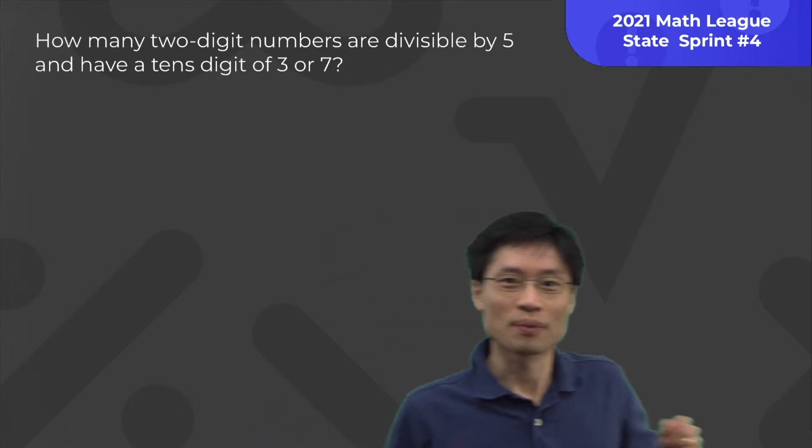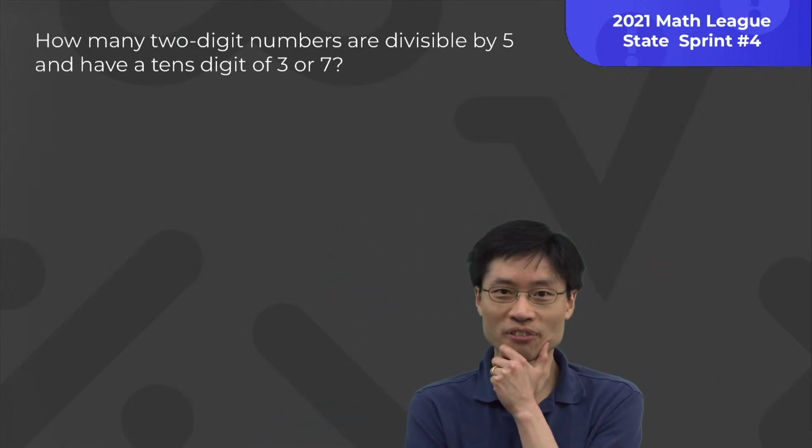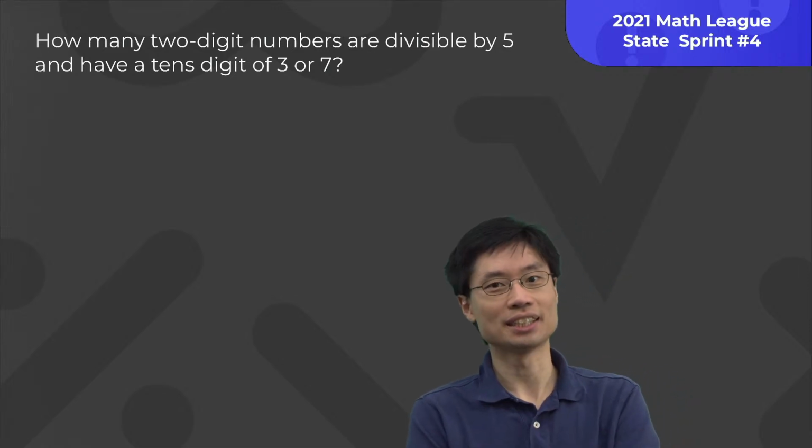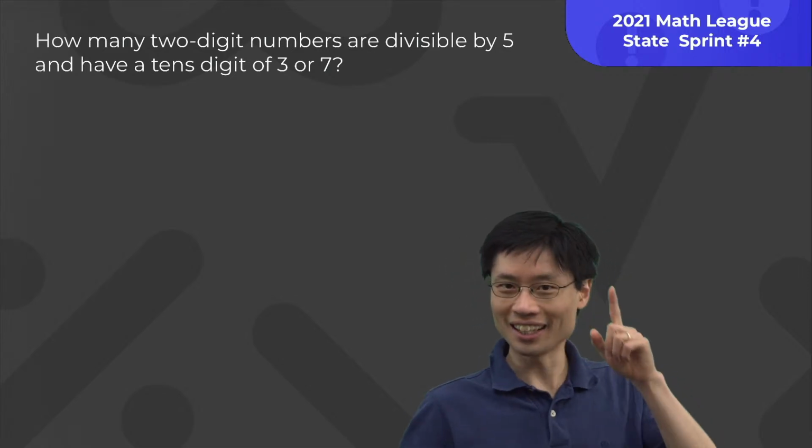Here we go. State sprint number 4. How many 2-digit numbers are divisible by 5 and have a tens digit of 3 or 7? I think I can do this.